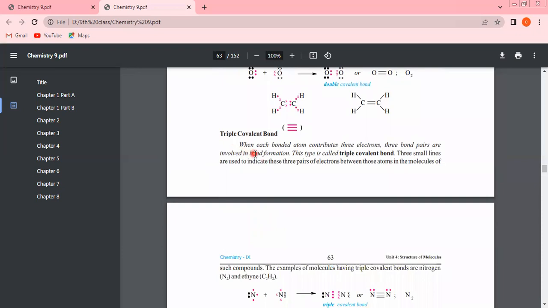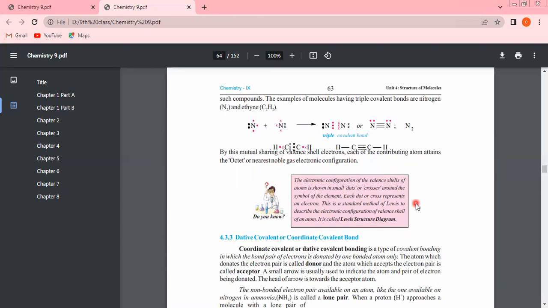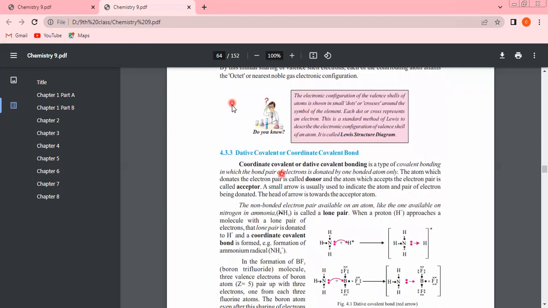Triple covalent bond. When each bonded atom contributes three electrons, three bond pairs are involved in bond formation. This type is called a triple covalent bond. Three small lines are used to indicate the three pairs of electrons between those atoms in the molecules of such compounds. Examples of molecules having triple covalent bonds are nitrogen and ethyne. By this mutual sharing of valence shell electrons, each of the contributing atoms attains the octet or nearest noble gas electronic configuration.